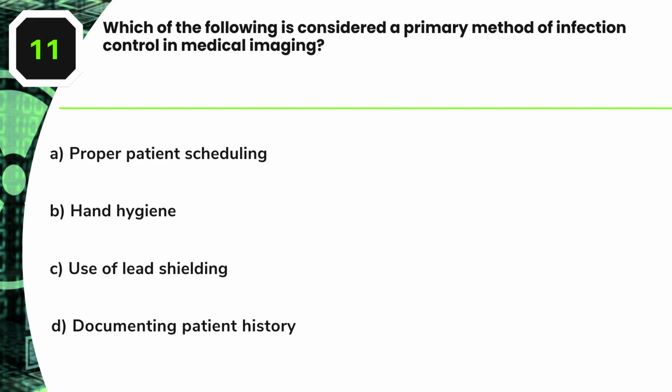Question 11. Which of the following is considered a primary method of infection control in medical imaging? A. Proper patient scheduling. B. Hand hygiene. C. Use of lead shielding. D. Documenting patient history.